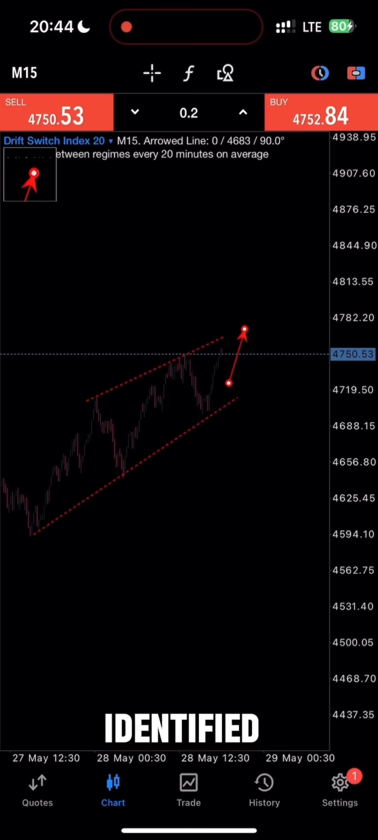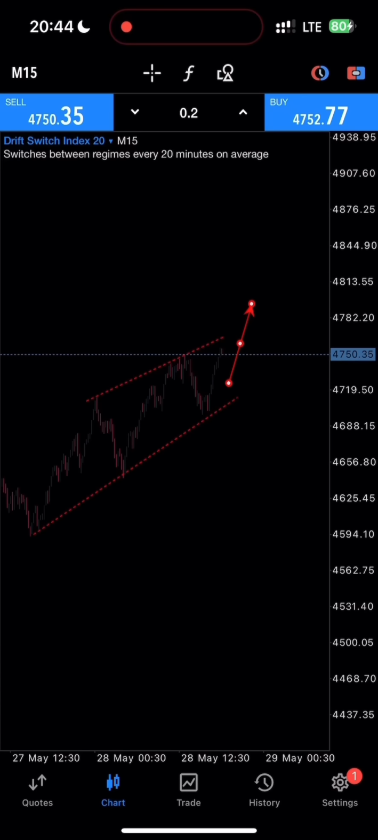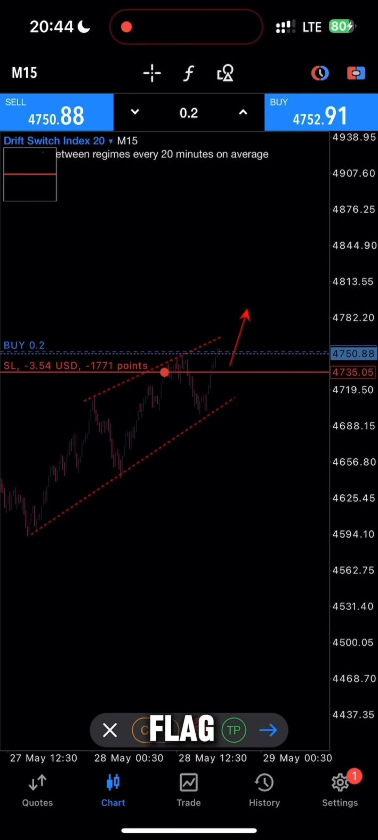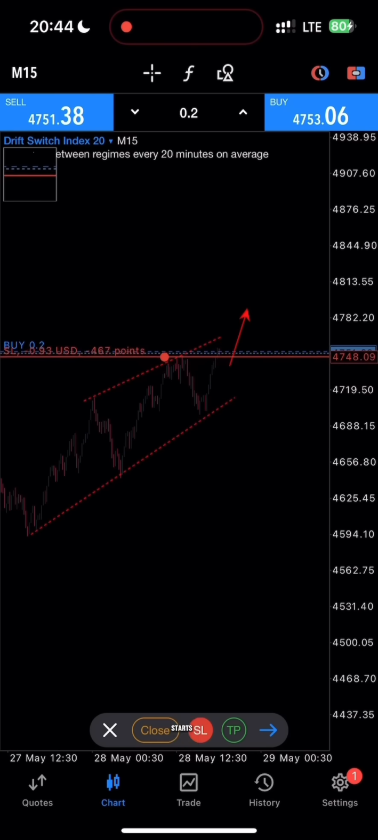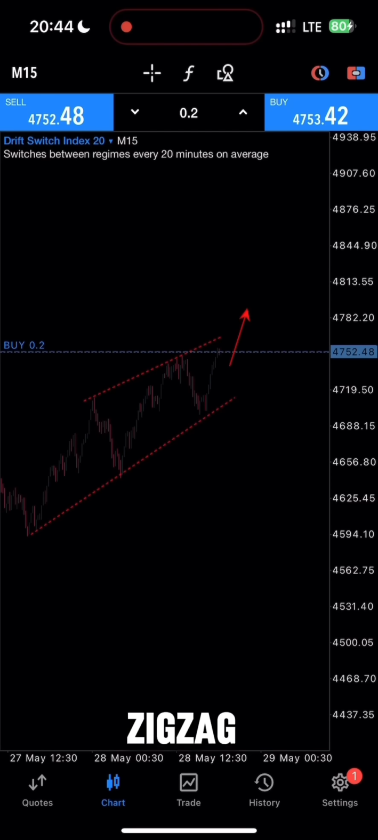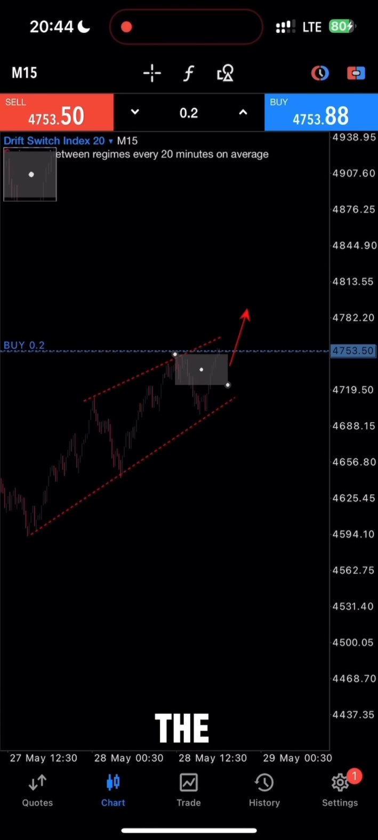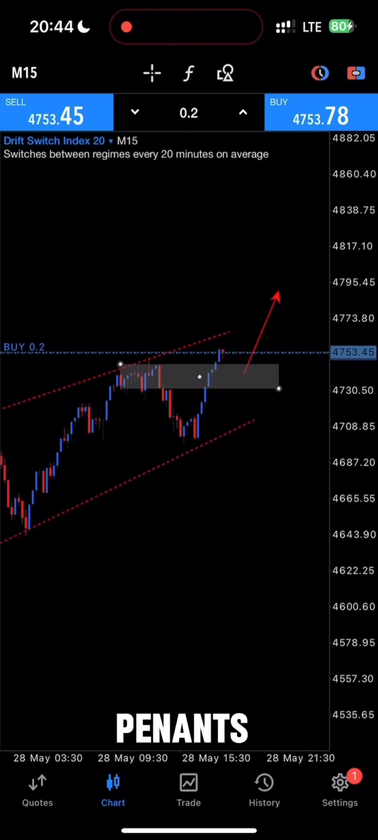So right here I've identified my flag. The way a flag happens is that it starts by going in a zigzag pattern, and it follows direction in the pattern first before it decides to break the trend line. The breaking of the trend line is a topic for another day, but today we are just going to focus on the flags and the pennants, since they are in the same criteria.